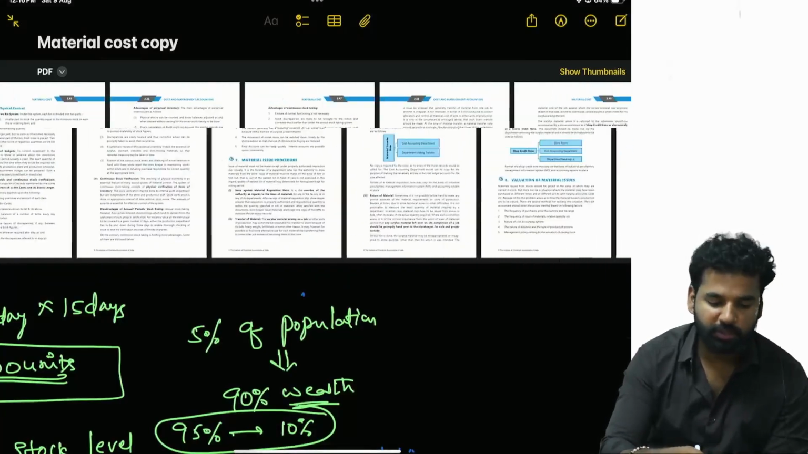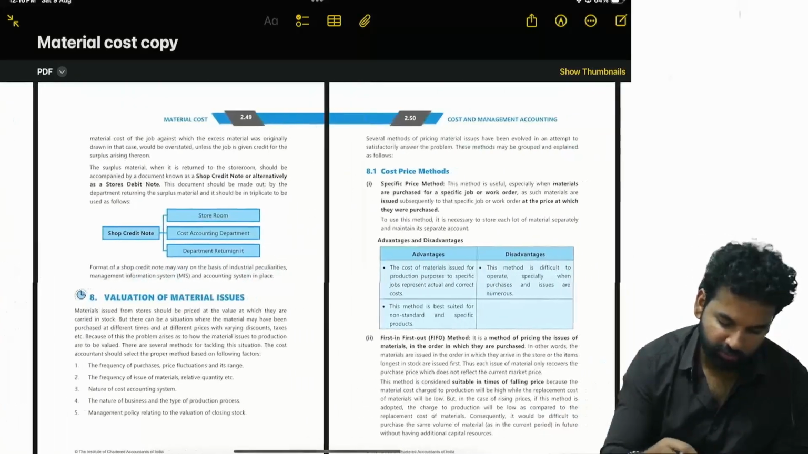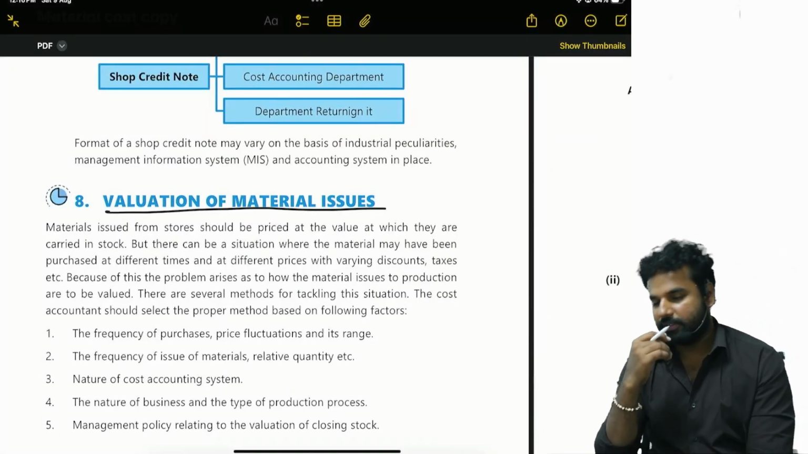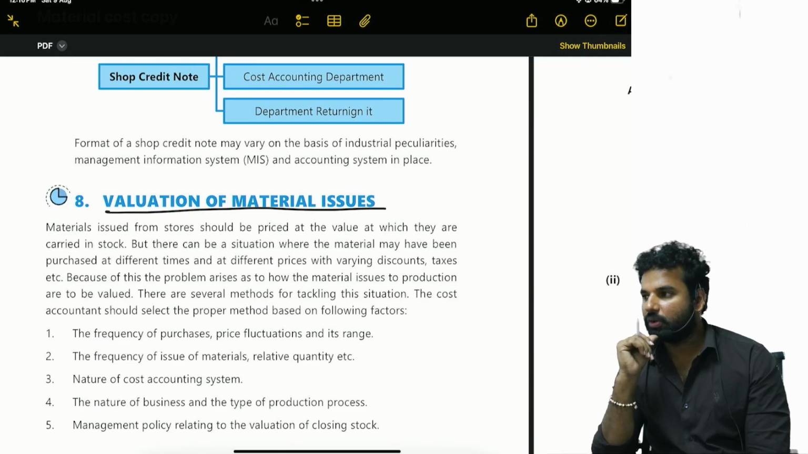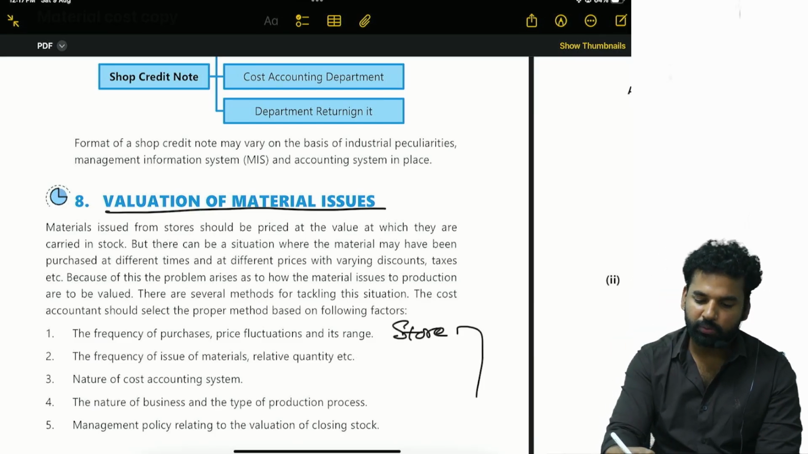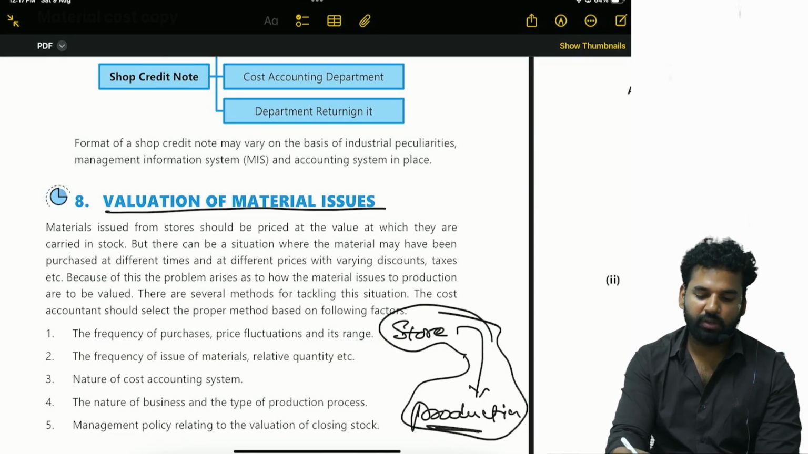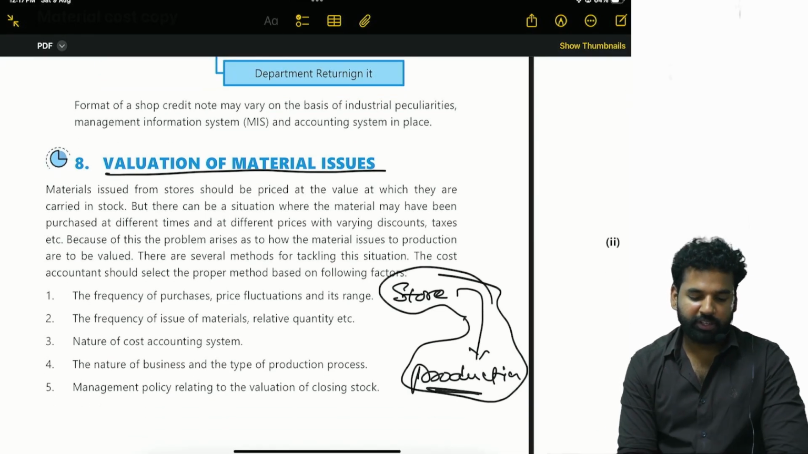Next concept is regarding valuation of material issues. Material issues means what? Issuing material from store to production is called material issues.